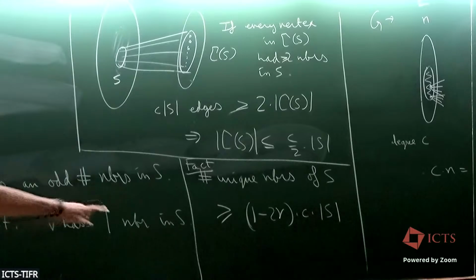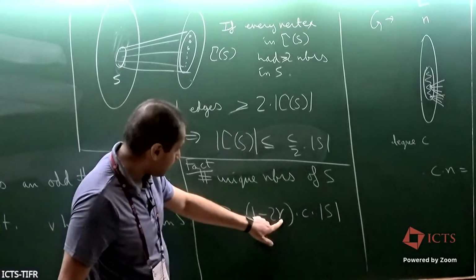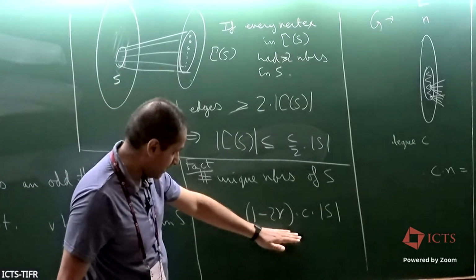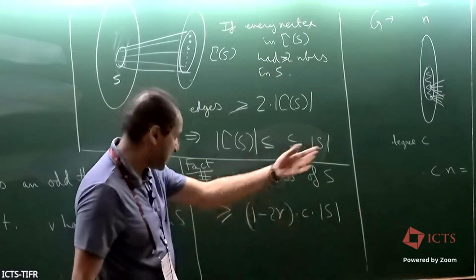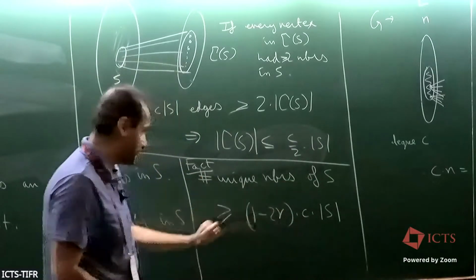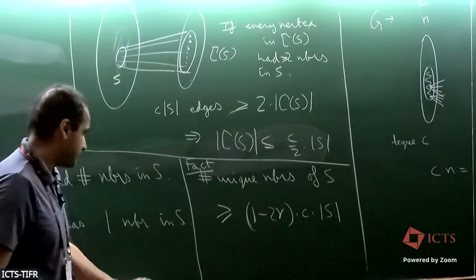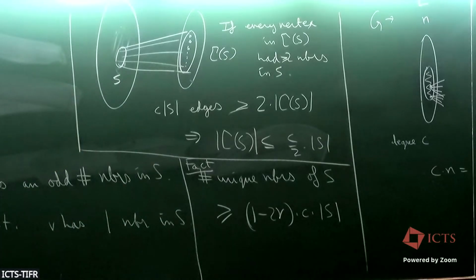So when gamma is less than half, we're very happy. We get at least 1. And later we'll also need the fact that there are many unique neighbors, for the decoding algorithm. But at this point, we are here.